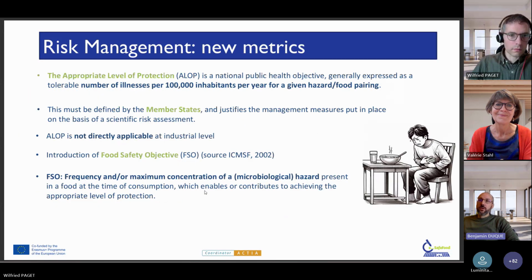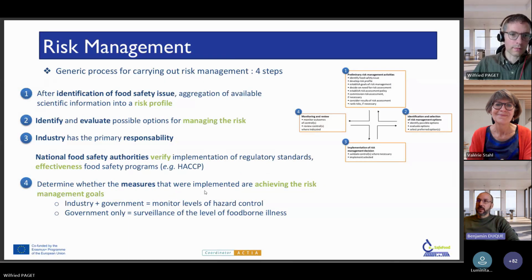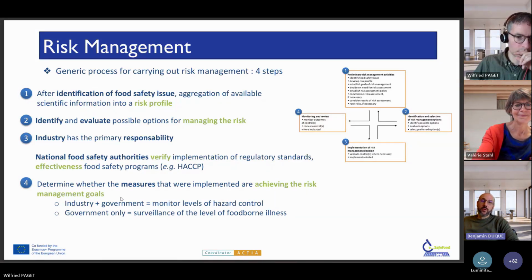The third is to ensure that the industry adheres to regulatory standards and to monitor the effectiveness of safety programs like the HACCP. And as you know, the industry has the primary responsibility. And lastly, we need to determine if the measures that were implemented are achieving the risk management goals established in the first step.